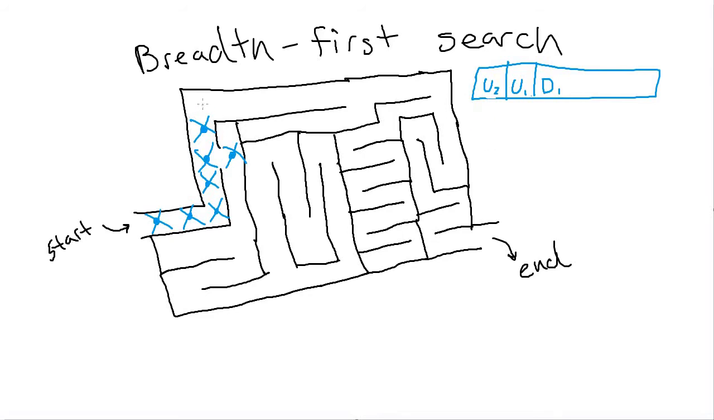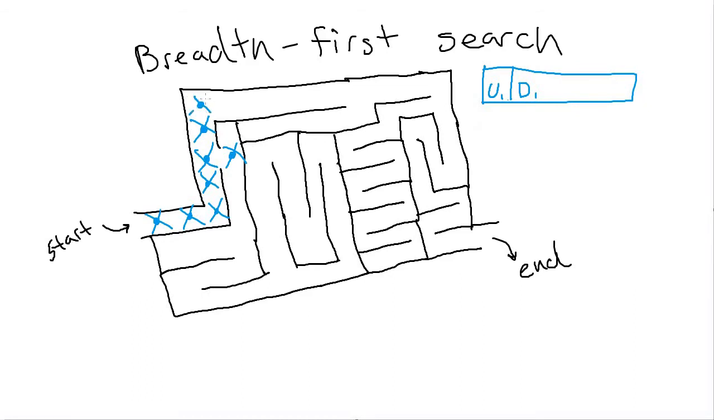That leaves us in this position, and then we're going to dequeue this from the queue, which will leave it like this. So that now our current position is here, but we've remembered that we need to go to this U1 position and this D1 position. Don't worry, I'm not going to go through this whole maze like this, it would take too long. Then we go ahead and do the same thing. We mark the position that we're in currently, and then we keep track of what we need to visit next, pushing those spots onto our queue.